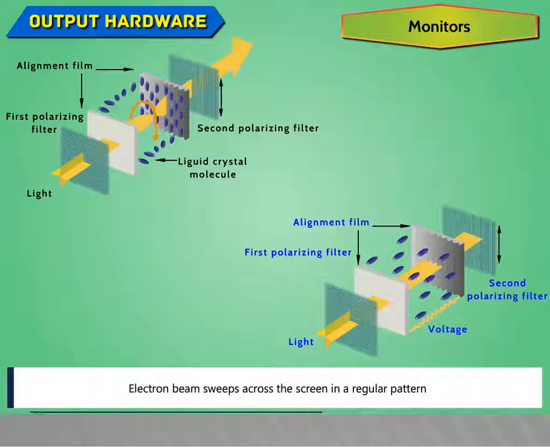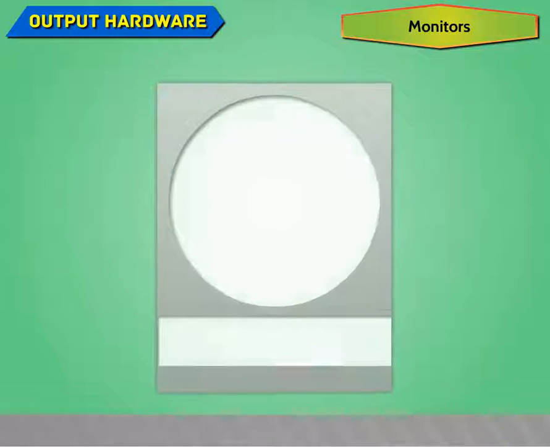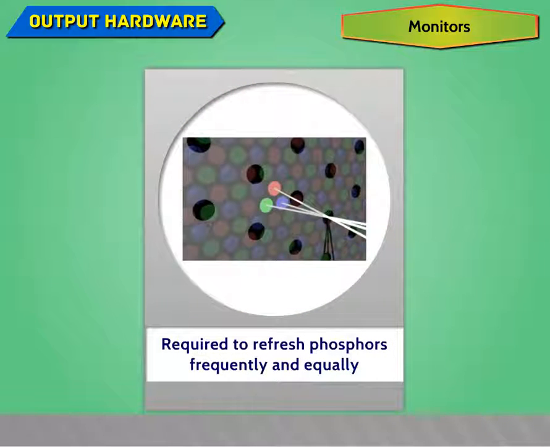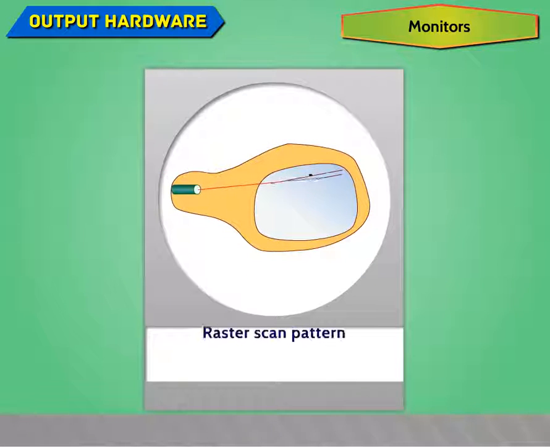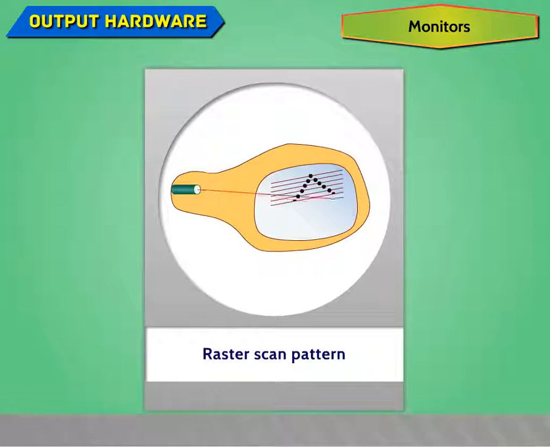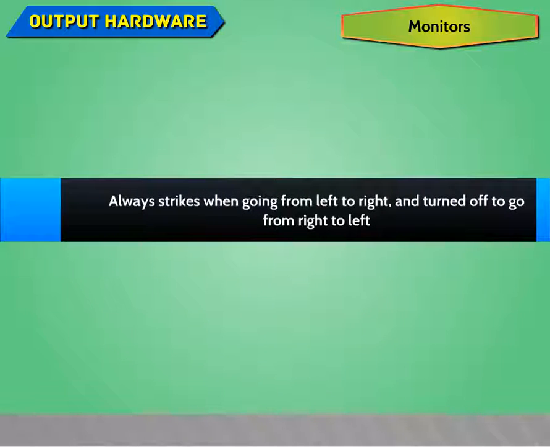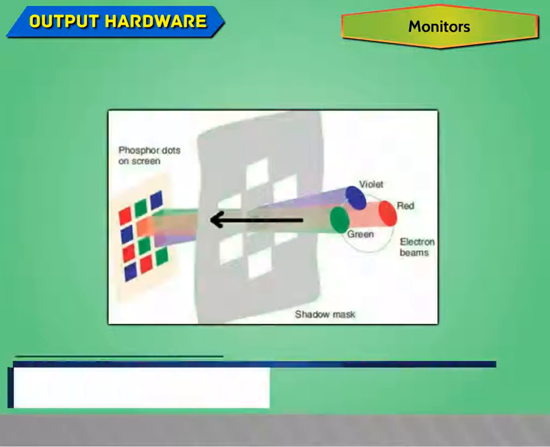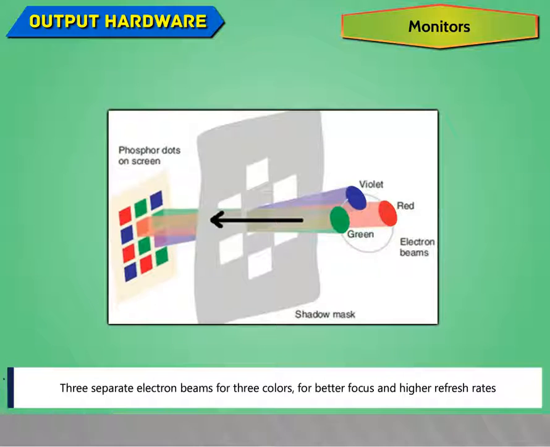Electron beam sweeps across a screen in a regular pattern. Required to refresh phosphors frequently and equally. Raster scan pattern. Always strikes when going from left to right and turned off to go from right to left. Three separate electron beams for three colors for better focus and higher refresh rates.